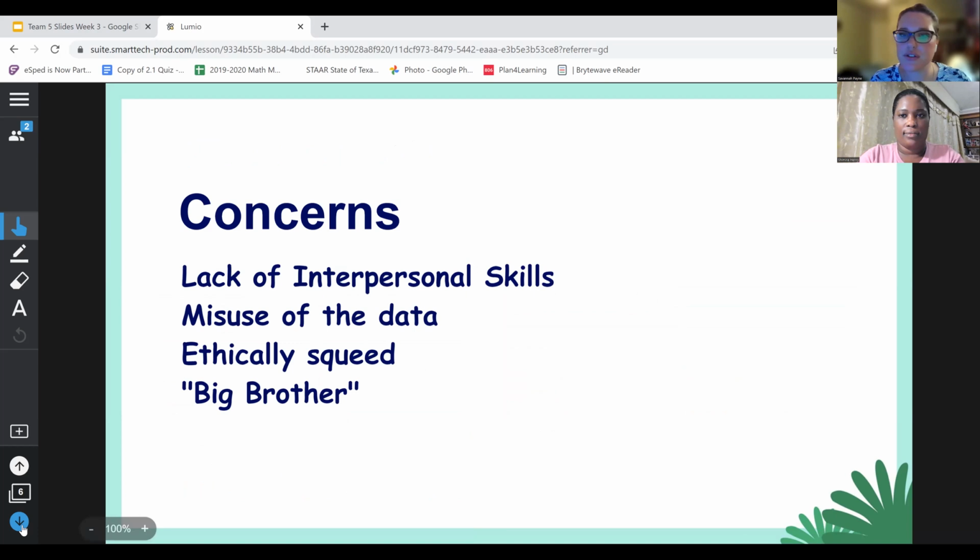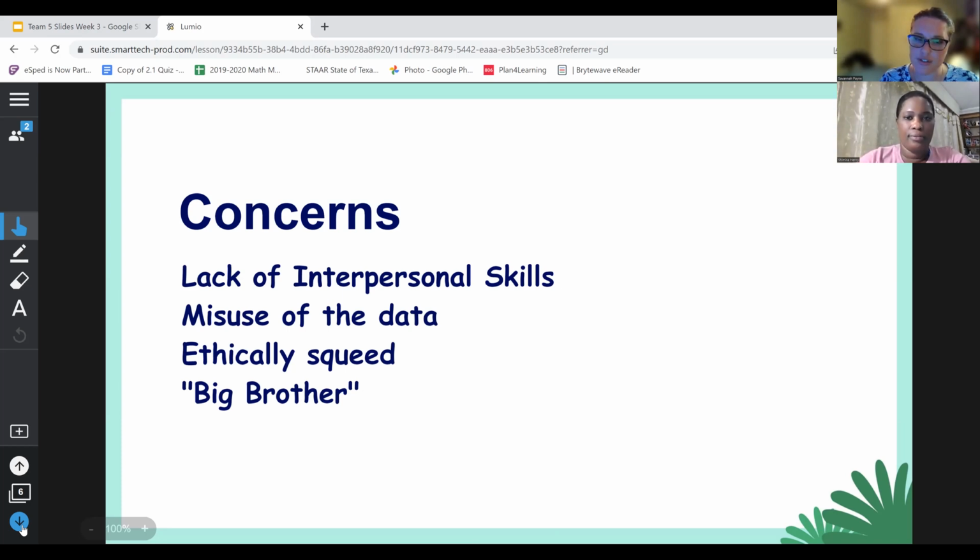So concerns. The concerns are that with analytical data, students will see a lack of interpersonal skills, which basically means that they're looking at negative data, or they're looking at the data negatively. A misuse of the data would be if you're lording it over, or saying, oh, well, these students got an 80. I don't know why you have a 27. So that's a strong misuse of data. It's counterproductive to what the education system should be looking for.